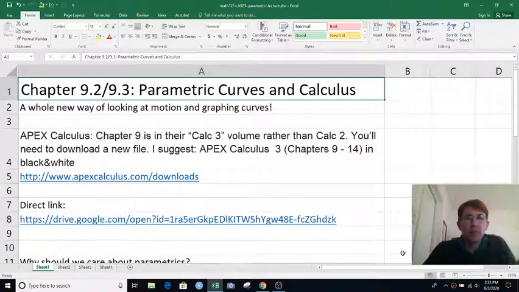Let's start chapter 9.2 and 9.3. I kind of treat it all as one big unit. It's a whole new way of looking at motion and curves. The first thing we need to talk about is a little bit of housekeeping.